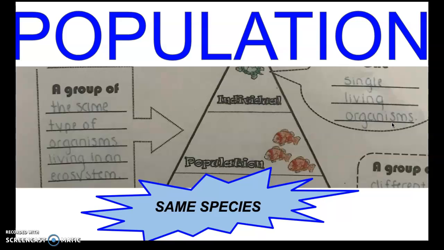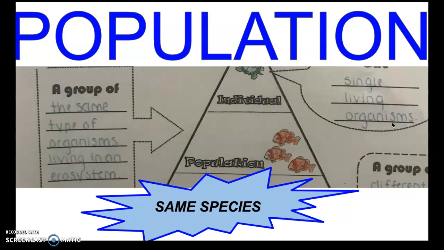So this is a group of the same type of organisms living in an ecosystem. I want you to remember, and please write down in your notes somewhere, that a population is the same species. So when we are sitting in the classroom together, we are all a population because we are all humans.